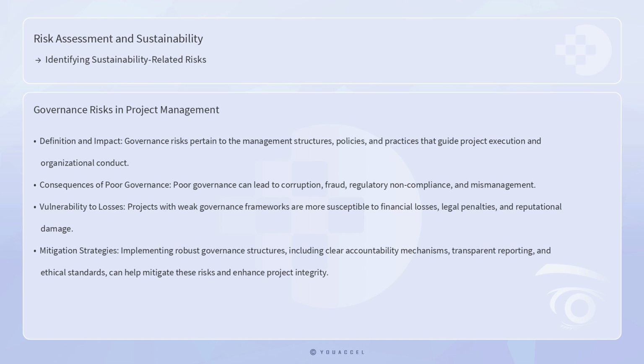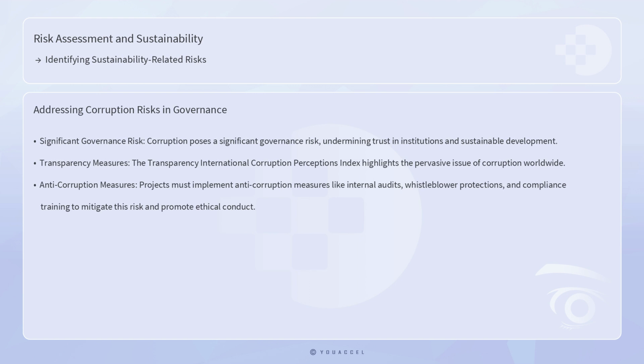Governance risks pertain to the management structures, policies, and practices that guide project execution and organizational conduct. Poor governance can lead to corruption, fraud, regulatory noncompliance, and mismanagement. Projects with weak governance frameworks are more susceptible to financial losses, legal penalties, and reputational damage. Implementing robust governance structures, including clear accountability mechanisms, transparent reporting, and ethical standards, can help mitigate these risks and enhance project integrity. Corruption, in particular, poses a significant governance risk.